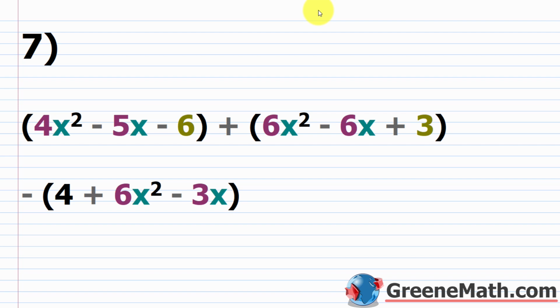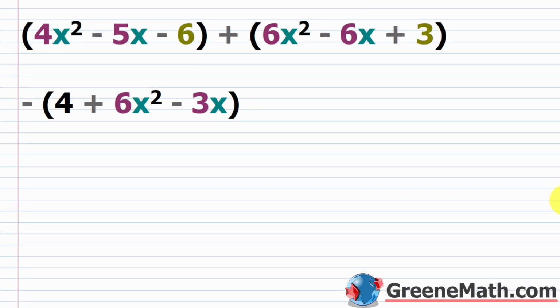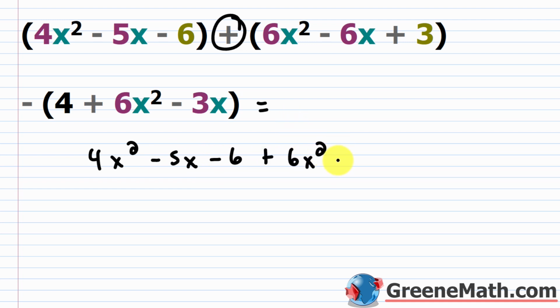So for problem number 7, we have the quantity 4x squared minus 5x minus 6, and then plus the quantity 6x squared minus 6x plus 3, and then minus the quantity 4 plus 6x squared minus 3x. Okay, so let's scroll down just a little bit here. Again, for this one and this one, because there's addition, you can just drop the parentheses. You don't need to do anything fancy. So this is 4x squared minus 5x minus 6, then plus, I'm going to have 6x squared, then minus 6x, and then plus 3.